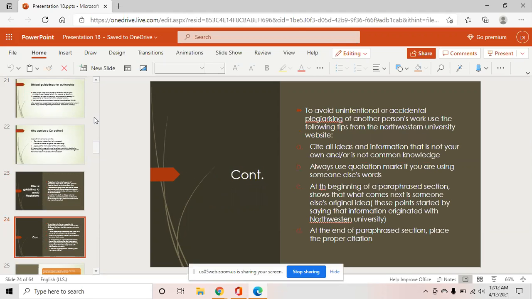To avoid unintentional or accidental plagiarizing of another person's work, use the following tips from the Northwestern University website. Cite all ideas and information that is not your own and is not common knowledge. Always use quotation marks if you are using someone else's words. At the beginning of the paraphrase section, show that what comes next is someone else's original ideas. At the end of the paraphrase section, place the proper citation.